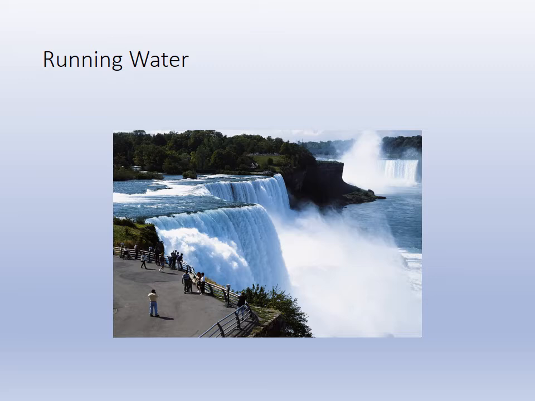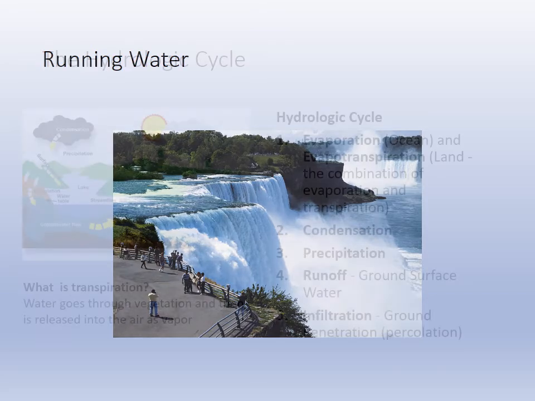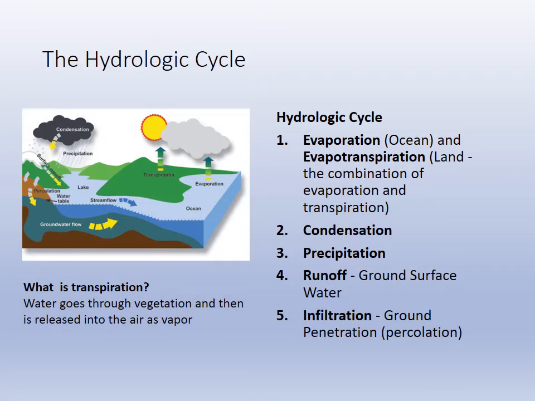Moving from glaciers to, well, this is actually a landscape caused by glaciers. This is Niagara Falls, but running water is a very major agent of erosion. So hydrology: we started with ice, now we're moving to running water, stream flow. And we'll start with the water cycle, or hydrologic cycle.